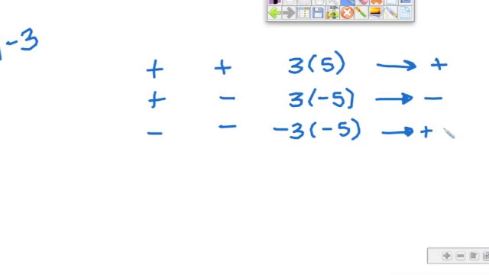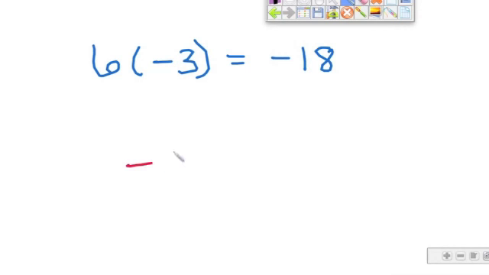All right, so let's start with something like this. What if we have 6 times negative 3? We're going to get negative 18 because a positive and a negative equal a negative. If we have negative 18 divided by positive 2, we're going to get negative 9 because 2 goes into 18 9 times, and a negative and a positive equal a negative.